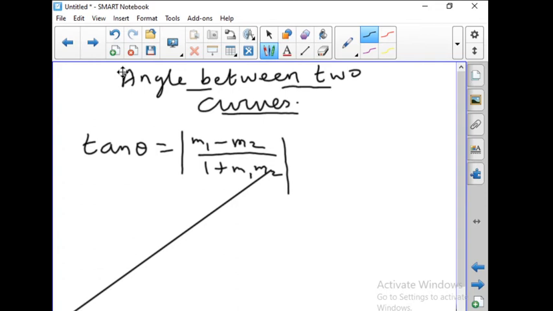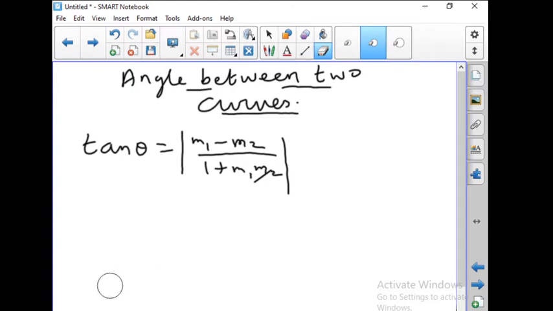What is m1 and m2? So what is the angle between two curves actually? Can you remember? Angle between two curves is the angle between the tangents at the point of intersection. So what is m1 and m2? m1 and m2 are the slopes of the tangents at the point of intersection.